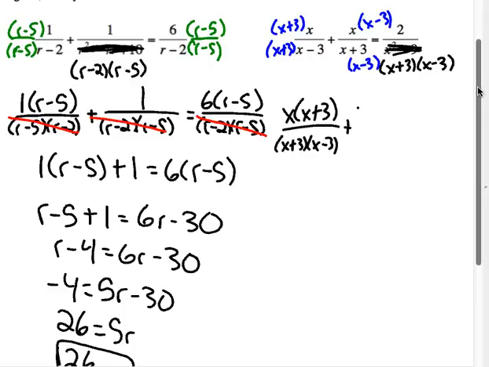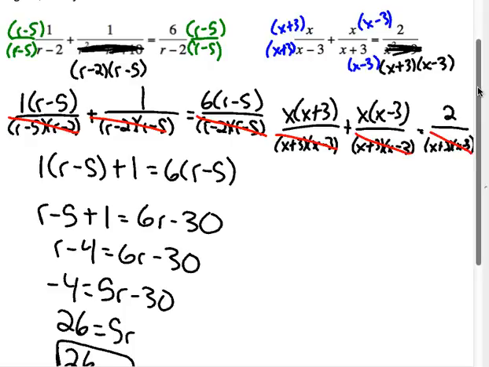There's my first one. Here's my second one. Sorry, this is going to be really tiny writing. But, and there's the third piece, which already had that full denominator. All right, so now that I have the common denominator, I multiply both sides by it.